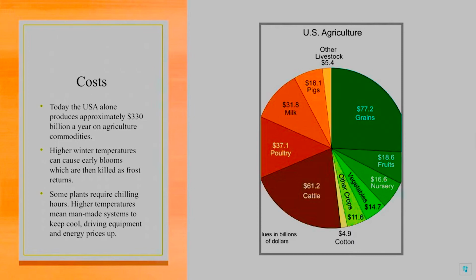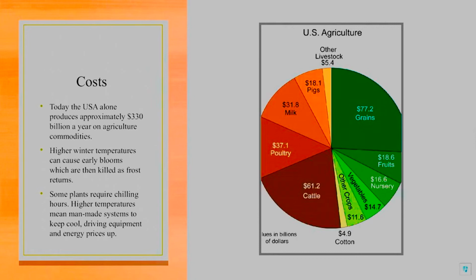One year in a Michigan city, this happened. There were high winter temperatures, which caused their cherry trees to bloom extra early. A frost set in later on and killed all the blooms on the cherry trees, costing them $220 million.